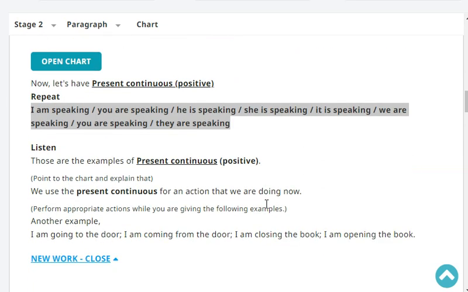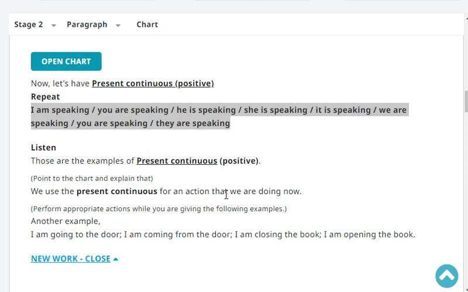Okay, listen. Those are examples of present continuous in the positive form. So it means it's happening. You are doing it now. We use the present continuous for an action that we are doing now. So that's why it's positive, because we're doing it now. For example, we are speaking English. You are speaking English. I am speaking English, because we're doing it now. Another example is, this is me. I'm doing it now. I'm going to the door. I'm coming from the door.